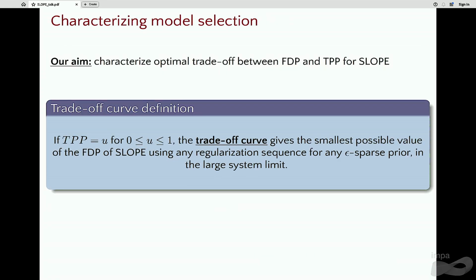Okay, so our aim is to characterize the optimal trade-off between the false discovery and the TPP for slope. So what do I mean by this?